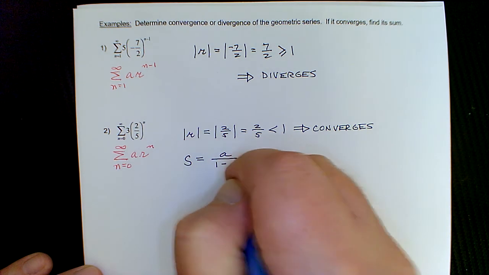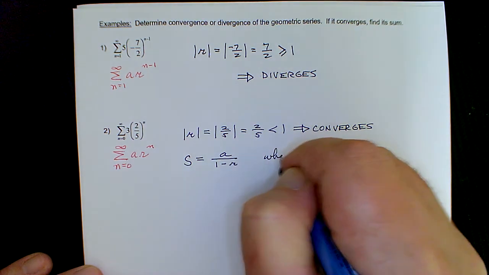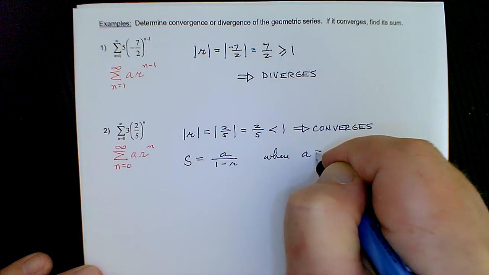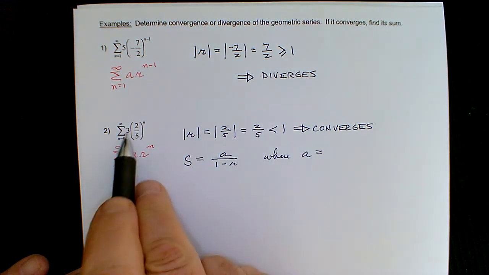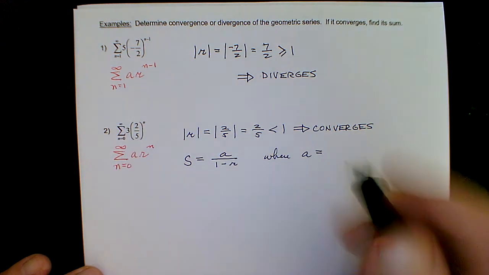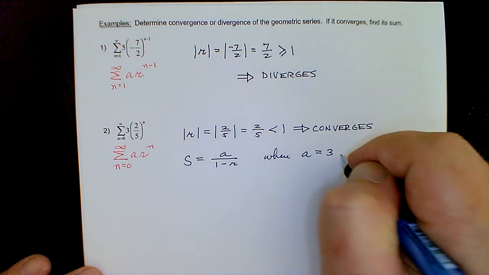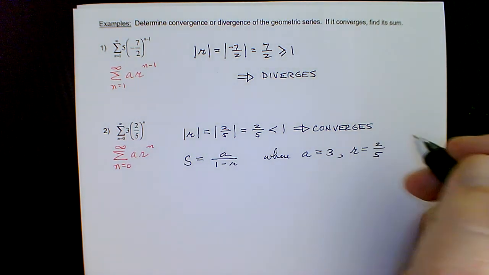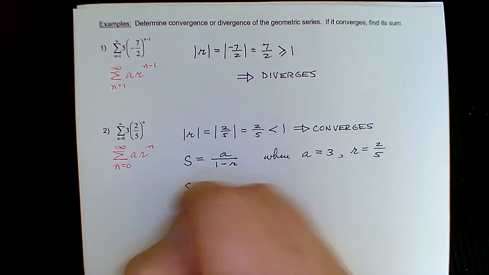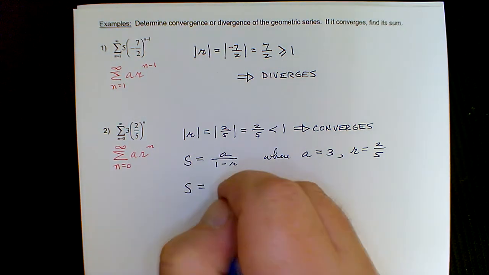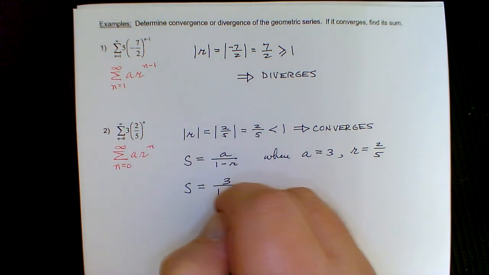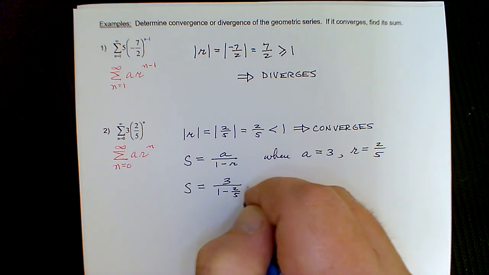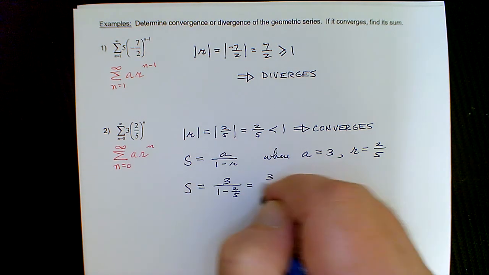Don't make it harder than it is. AR to the nth. A is 3. We already know that. If you wanted to restate it, R is 2/5. So the sum would be A, 3, over 1 minus 2/5. Okay, here's the hard part, 5th grade arithmetic, fractions: 3 over 3/5, 3 times 5/3, gives us 5. So that's it, that's the sum.